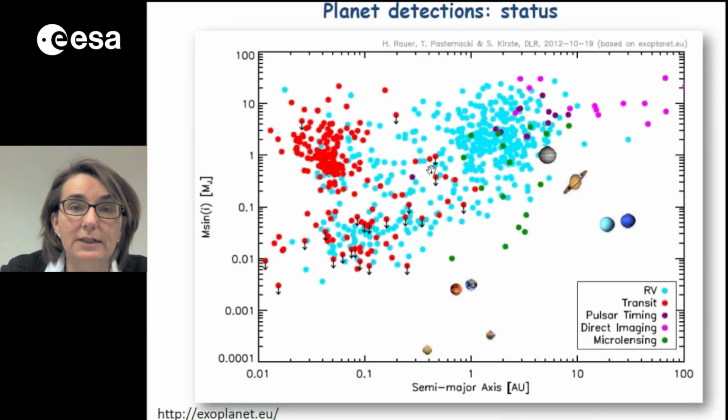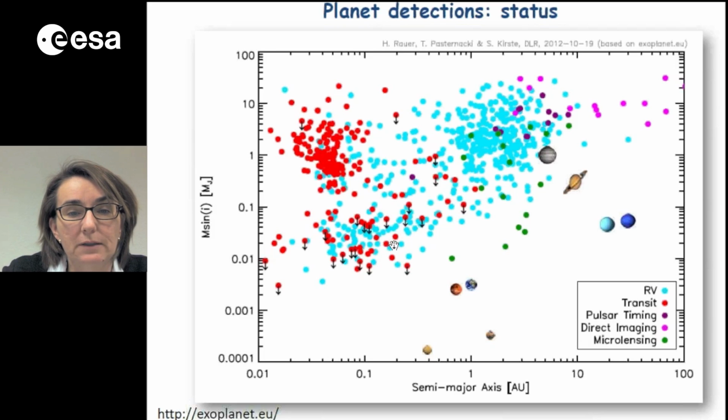This plot gives us the detection status as it is more or less today. On the y-axis, we have the mass of the planet, and here the orbital distance. Our solar system is indicated: Mercury, Venus, Earth, Mars, and here the gas giants and ice planets. And all the dots, all the colored dots, correspond to detected extrasolar planets by the various techniques.